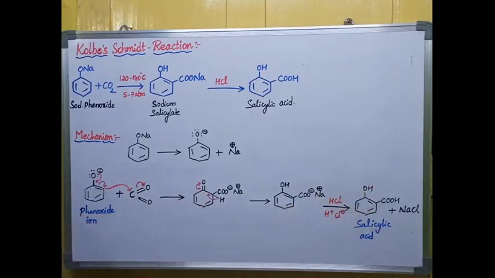Okay, so in this reaction we can observe salicylic acid formation. That means phenol is converting into phenoxide, which is converting into salicylic acid. Okay, so this is about the Kolbe-Schmitt reaction and its mechanism.